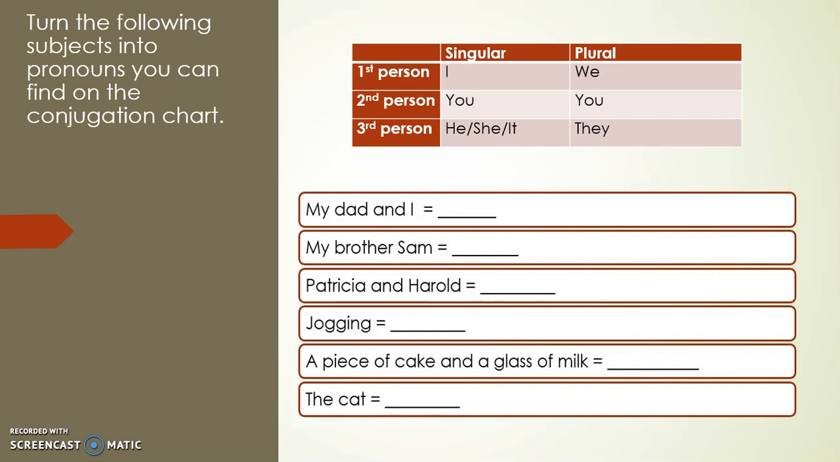Jogging. If I refer back to jogging, how would I refer back to it? What pronoun would I use? A piece of cake and a glass of milk. What pronoun would I use to refer back to a piece of cake and a glass of milk? And then finally, the cat. How would I refer back to the cat? So write your answers somewhere if you wish, or just remember your answers. Let's go check your answers.